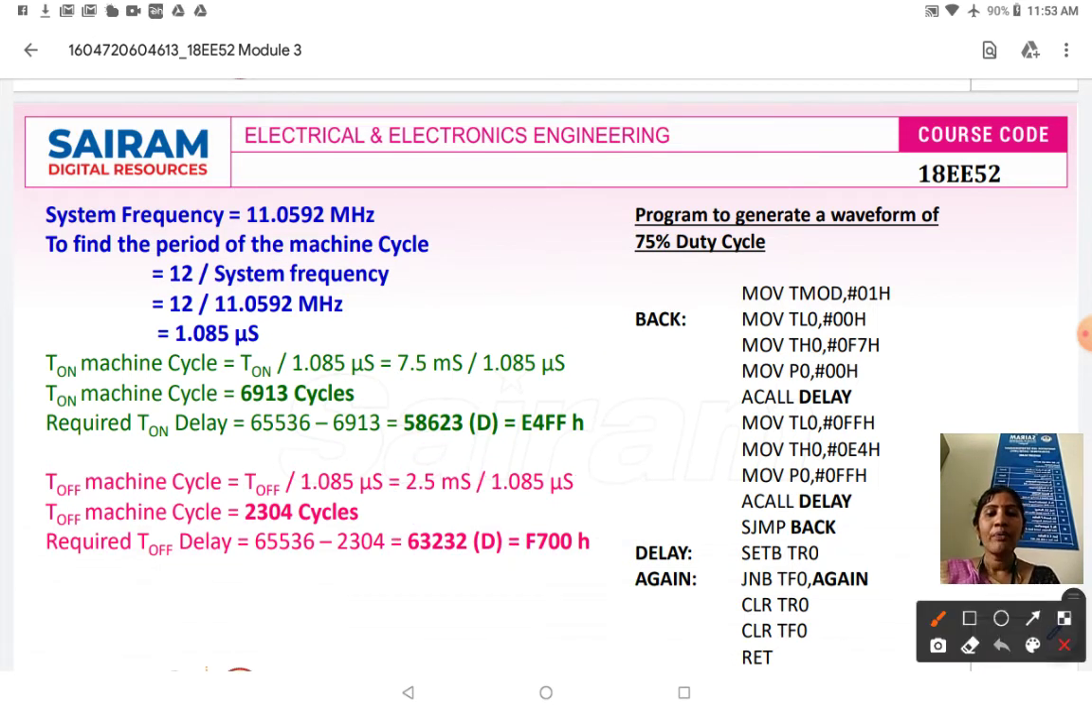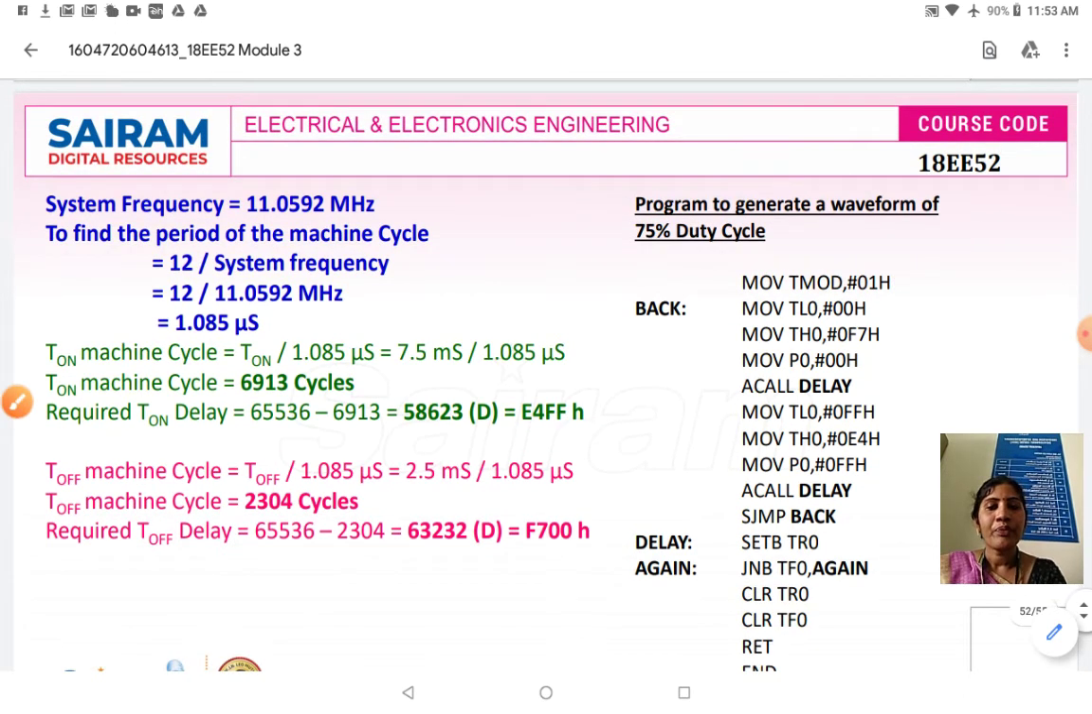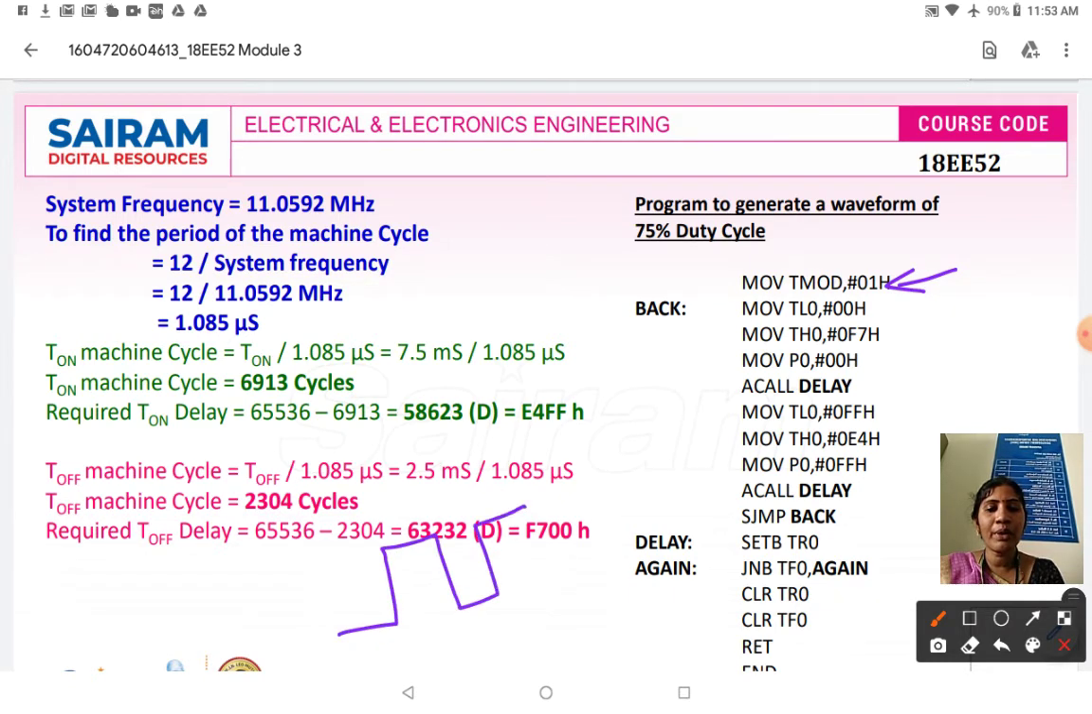Now we need to load E4FF and F700 in your timer register. Either you can load it onto your timer 1 or you can load it onto your timer 0. First we will be starting. Here we planned to write the program in mode 1. So we will start the program. MOV TMOD, TMOD in the sense timer mode. I am going to use it with mode 1. So MOV TMOD, #01. Next I need to have the off period first, then the on period, off period, on period, like that it should come.